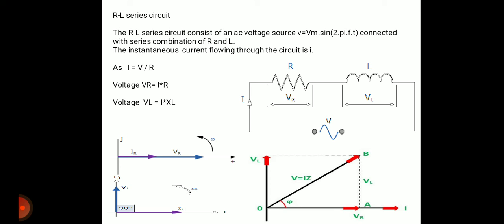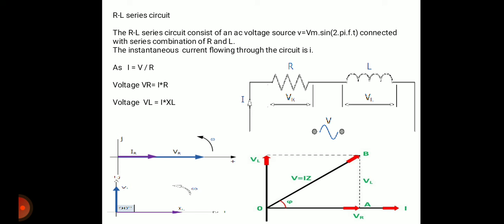Now our aim is to determine the phasor diagram for the instantaneous current I flowing through the circuit and the supply voltage V. So we have to plot the phasor diagram for the supply voltage V and the supply current I. Before plotting the resultant supply voltage V and resultant supply current I phasor diagram, we have to plot individual phasor diagrams for resistor R and inductor L. You can see there are three phasor diagrams on the screen.